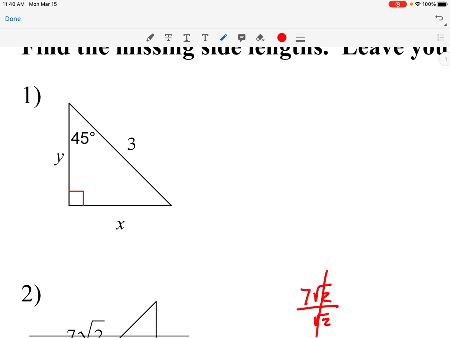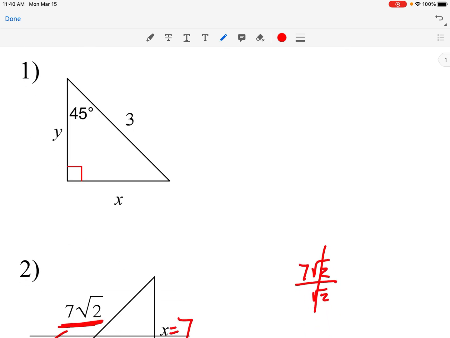This time we're given the hypotenuse, but it doesn't have the square root of 2, but the process is exactly the same. I have the hypotenuse. To get one of the legs, I have to divide by the square root of 2. So let's do that work over here. 3 divided by the square root of 2. So that is the correct answer.